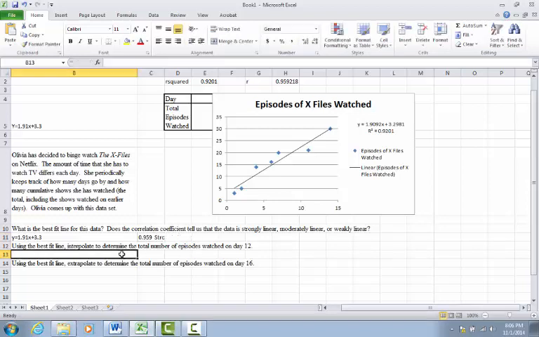Using the best fit line, interpolate to determine the total number of episodes watched on day 12. Interpolate means find a value between given data points. I can use Excel to perform the calculation for me.